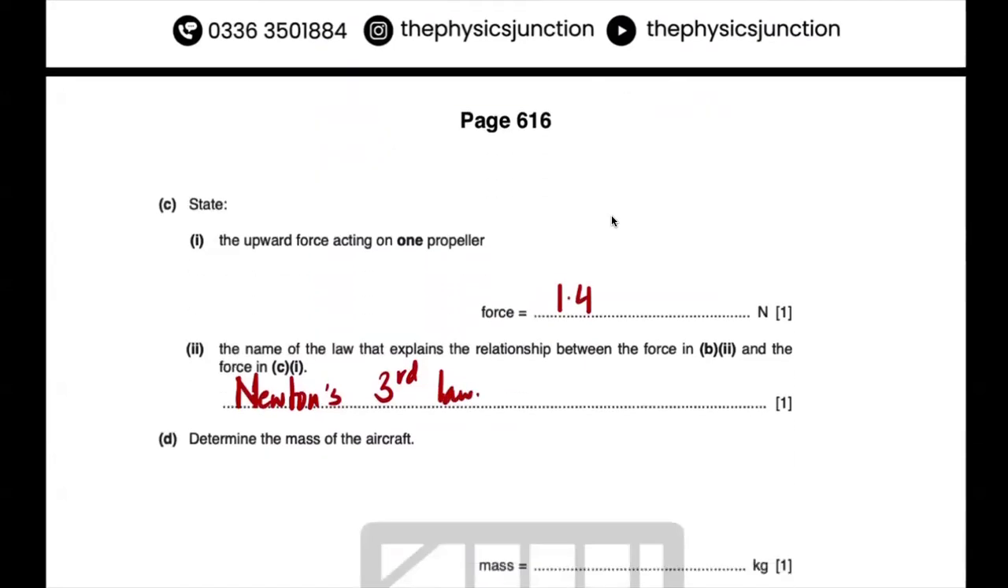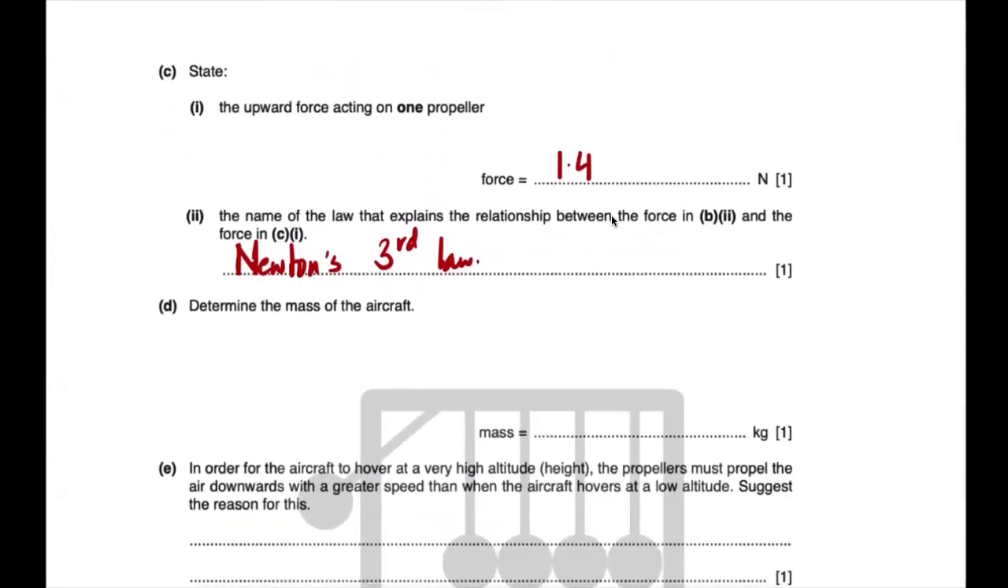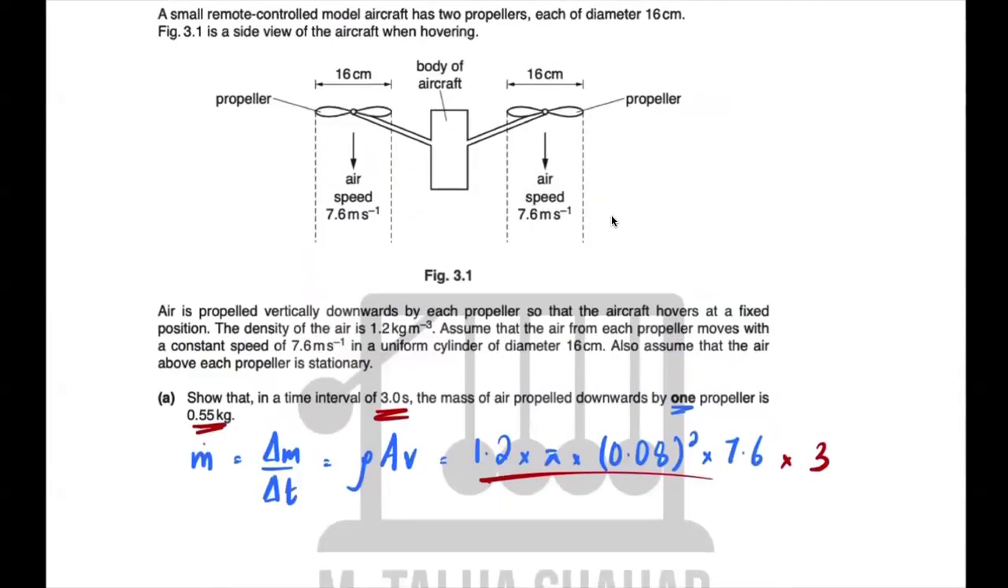Determine the mass of the aircraft. Okay, so the mass of the aircraft must be what? There is this upward force on the propeller, which is 1.4. There would also be this force on the other propeller. So 1.4, 1.4. Since this is an equilibrium, it's hovering. So it's basically at rest.